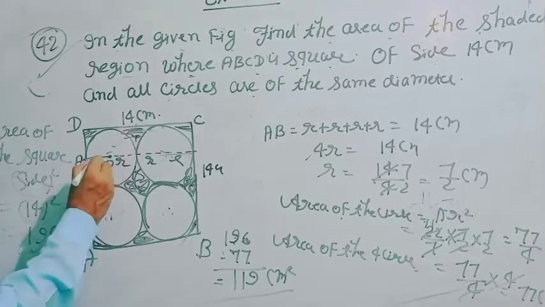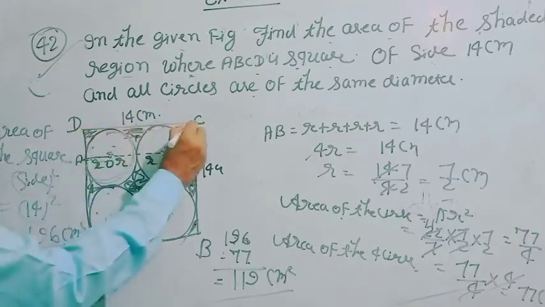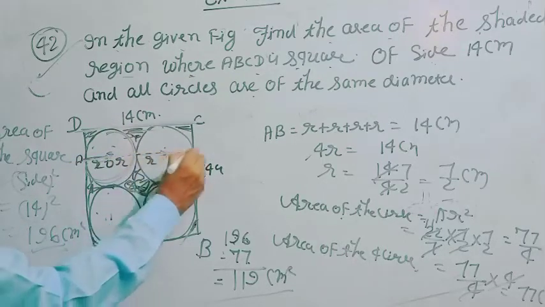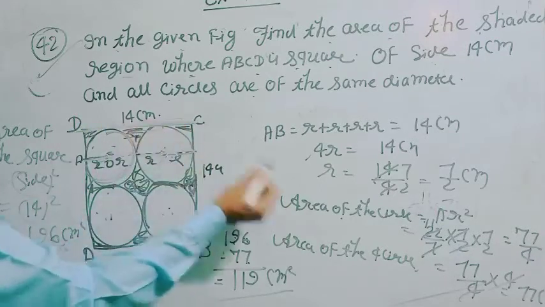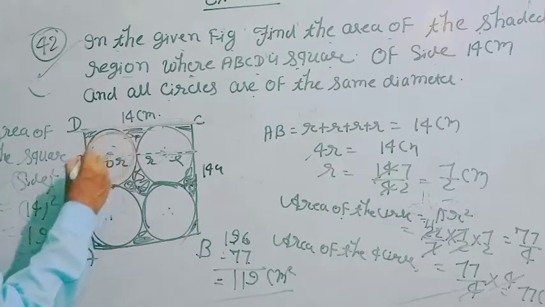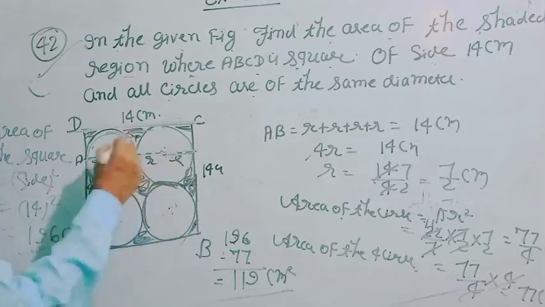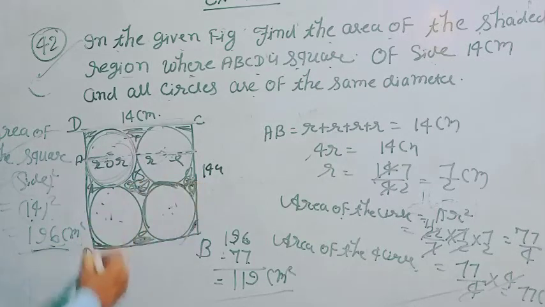So dear student, first you find the radius of this circle. If the length of this square is given as 14, then it is 2r, because it is the diameter. Here 2r, then 2r plus 2r, 4r is equal to 14. From this 4r you can find the radius r. After that you find the area of this circle and multiply by 4, then you get the area of the 4 circles, and then find the area of the square, that is side square, that is 196. So what is the remaining part, what is the shaded region? So 196 minus 77, that is 119 cm square is the area of the shaded region.